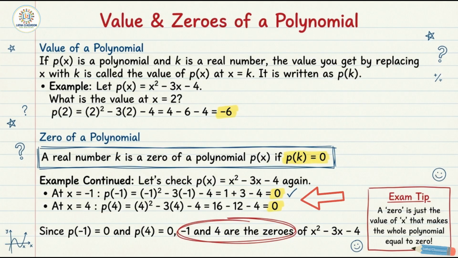At x equal to 4, p of 4 equals 4 square minus 3 into 4 minus 4, that is 16 minus 12 minus 4, which is 0. Since p of minus 1 equals 0 and p of 4 equals 0, minus 1 and 4 are the zeros of x square minus 3x minus 4. A zero is just the value of x that makes the whole polynomial equal to 0.